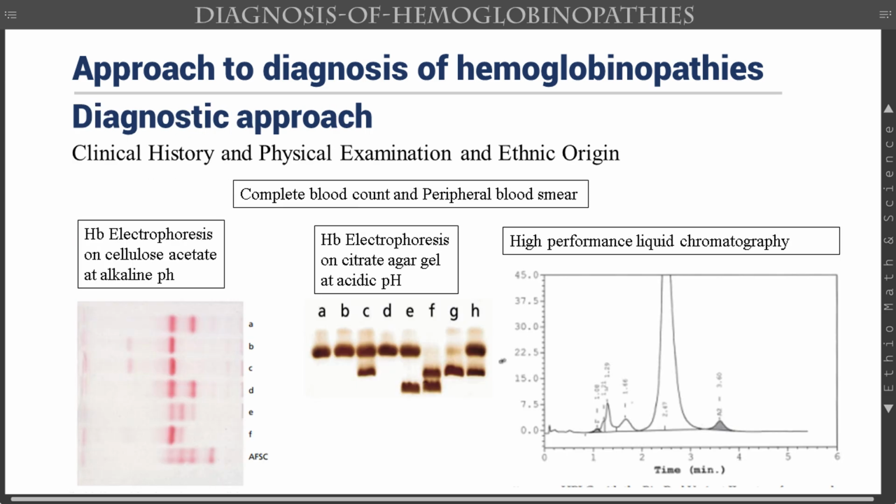When a clinician suspects a hemoglobinopathy, they start with history, exam, and ethnic background, because some conditions are more common in certain populations. The basic labs are a complete blood count and blood smear, which can show anemia, small red cells, or abnormal shapes. For specific identification, we use hemoglobin electrophoresis on cellulose acetate at alkaline pH, electrophoresis on citrate agar at acidic pH, and high-performance liquid chromatography, or HPLC. Each test gives different complementary information. I'll explain how in the next slides.